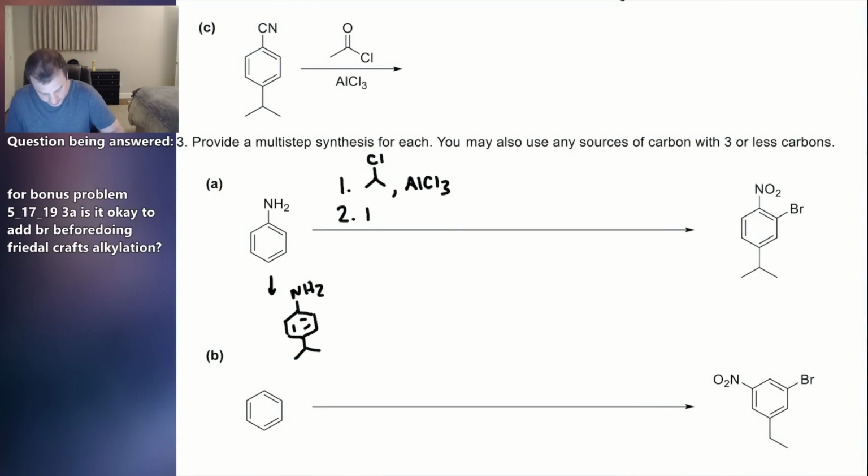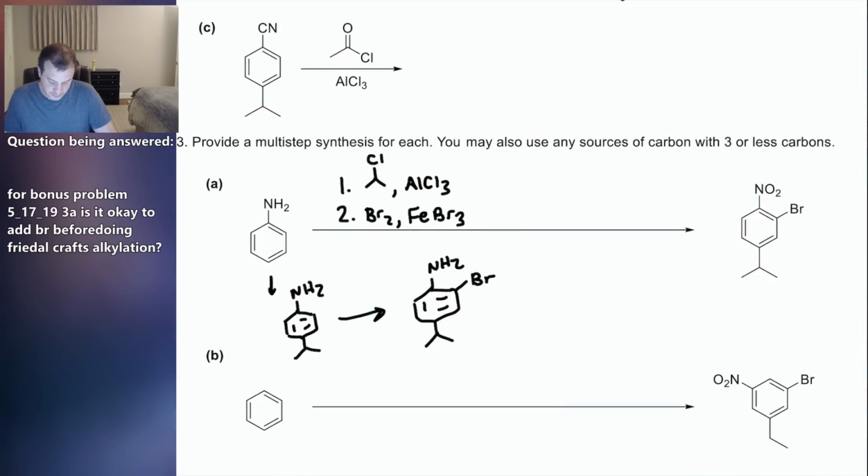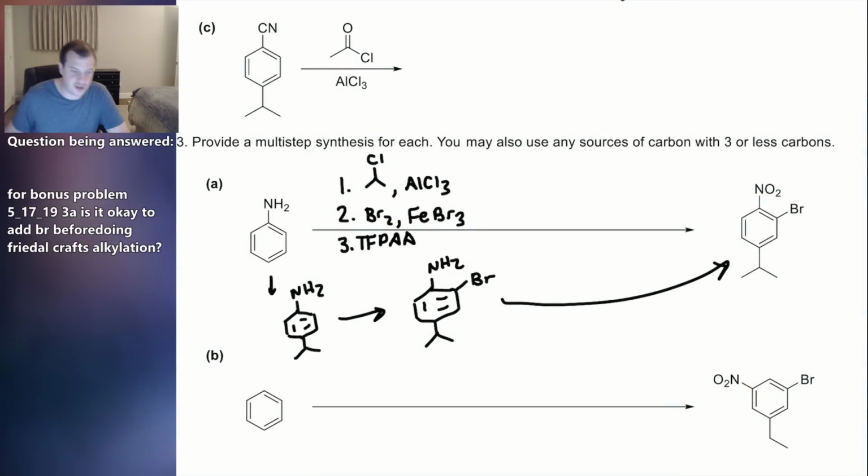Step 2, Br2, FeBr3. Now the para position's blocked, so it's going to go ortho to the strongest activating group, which is still the NH2 group, which is a strong activator, and the isopropyl group is a weak activator. So the NH2 group wins, and so it's going to go ortho to the NH2 group. Then we just want to turn that NH2 group into an NO2 group, so TFPAA will do that, and that'll lead us to our final product.